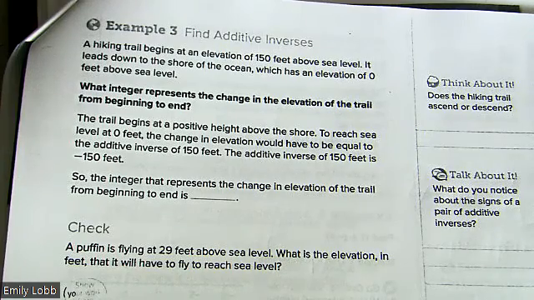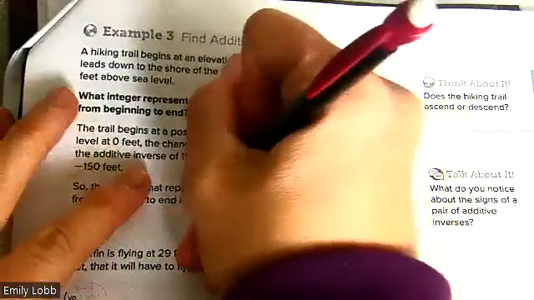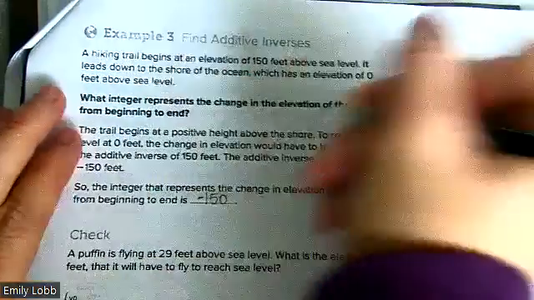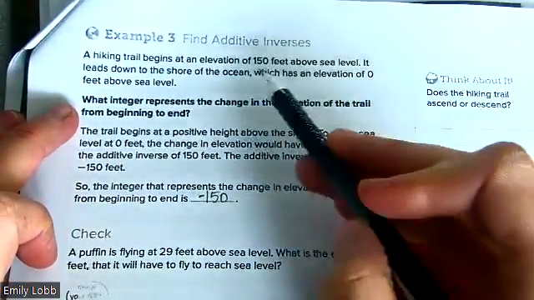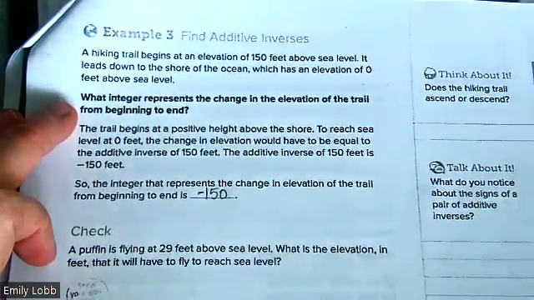Well, the trail begins at a positive height above the shore. Changed by 150. To reach sea level at 0 feet, the change in elevation would have to be equal to the additive inverse of 150. So the additive inverse of 150 is what? What's the opposite of 150? Negative 150. So the integer that represents the change in elevation of the trail from beginning to end is negative 150. So they're asking, how do we get from 150 to 0? Well, we take 150 away.